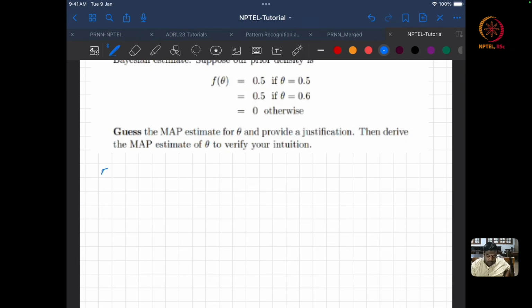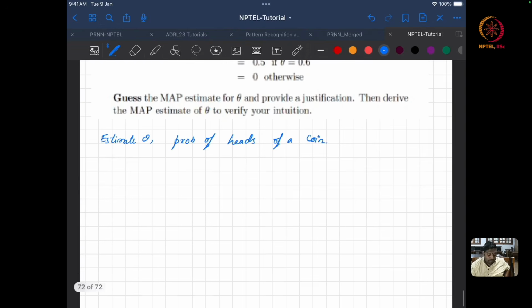So what is it that we want to do? We want to estimate theta, which is the probability of heads of a coin. We have n tosses, out of which we have nh tosses which are heads, and nt which are tails, which is n minus nh. Now this is a binomial distribution. I presume that all of you are clear with this.